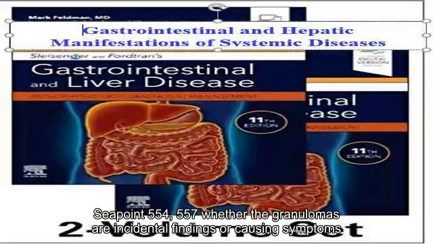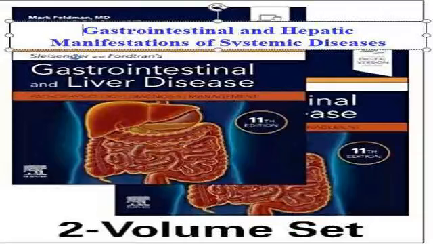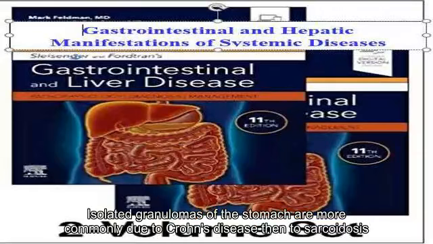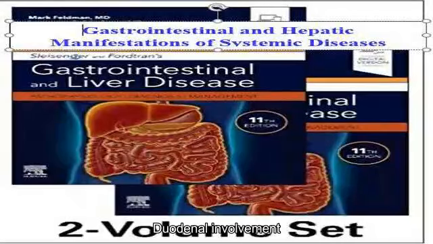Whether the granulomas are incidental findings or causing symptoms is often unclear. Isolated granulomas of the stomach are more commonly due to Crohn's disease than to sarcoidosis. Duodenal involvement from sarcoidosis is rare.